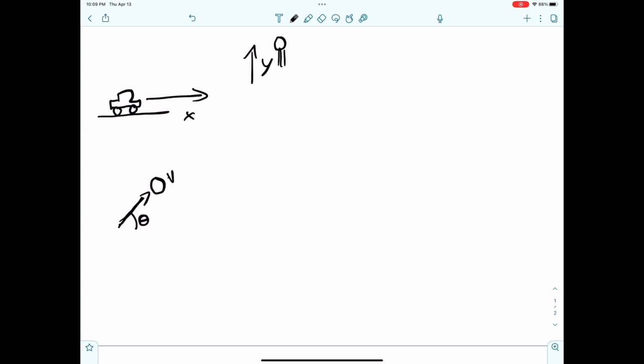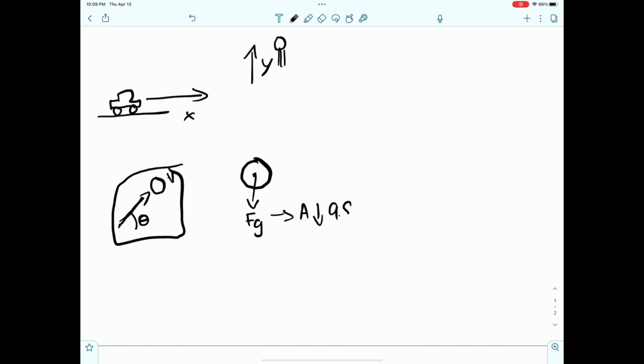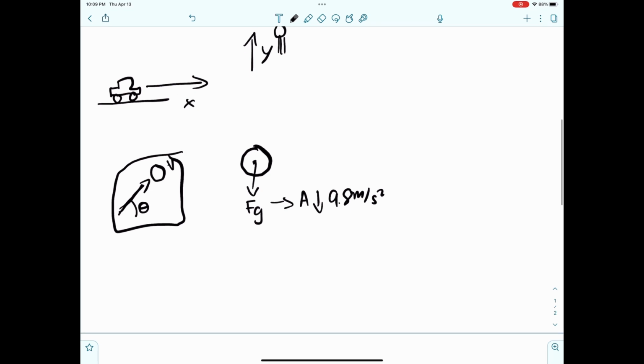Before we start, let's draw a free body diagram for this ball. What are the forces acting on this ball? As we went over in video 1, the only force or acceleration that you see in kinematics problems is gravity. So this has a force of gravity on it, which means it's going to feel an acceleration down of 9.8 meters per second squared. Always, especially in these projectiles.